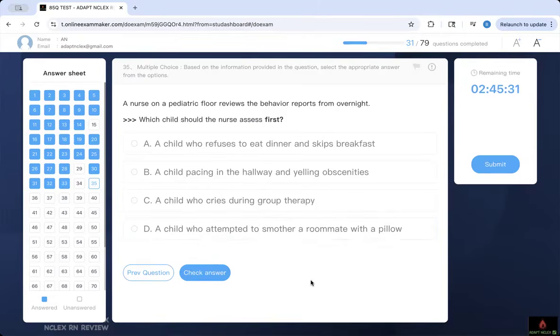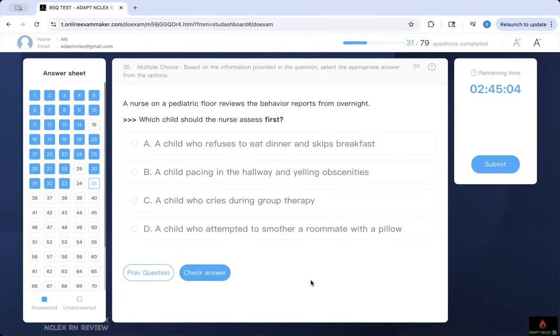He refuses to eat and he skipped breakfast. He's pacing in the hallway and yelling. Child cries during group therapy. He attempts to smother a child with a pillow. I really, really want to know, if you watch this video and you get to number 35, I want you to put down in the comment section which answer choice you pick. And I will show you the trick.